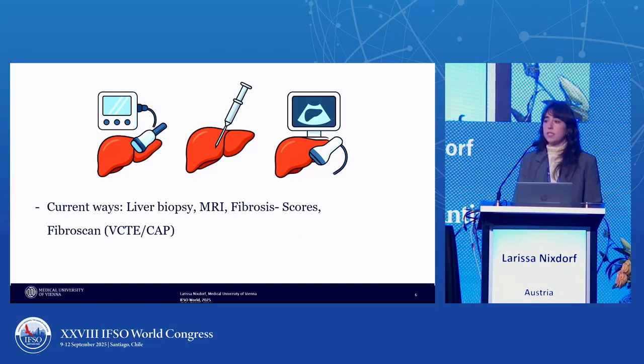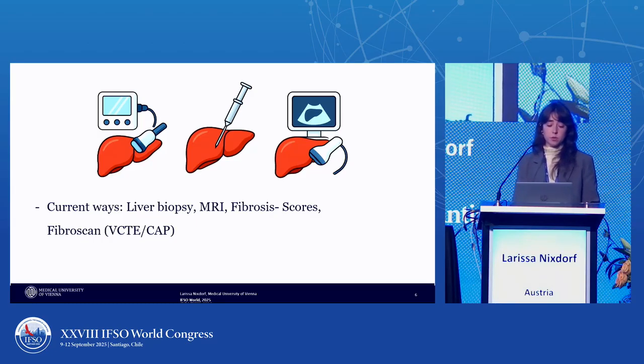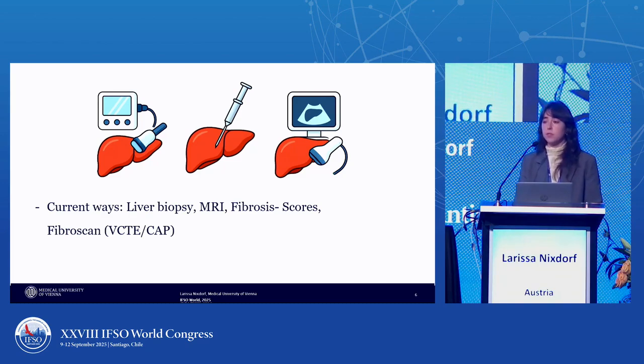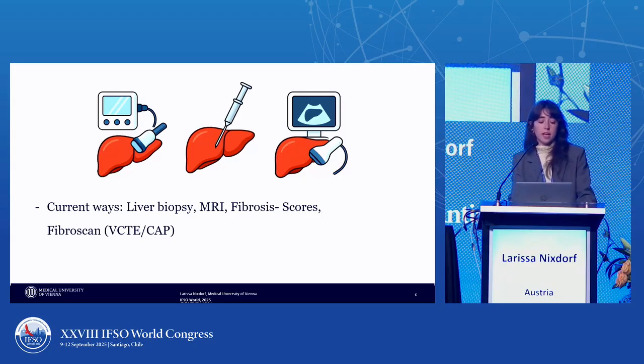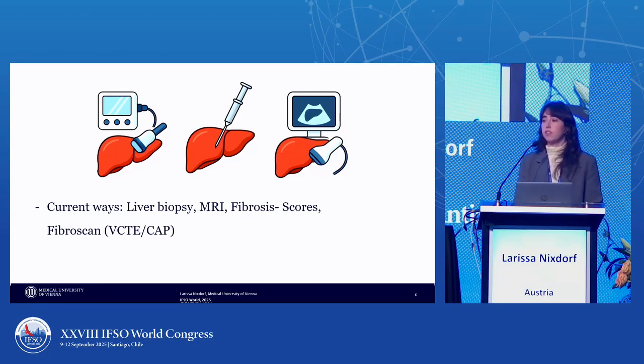The next problem with MASLD is the diagnosis of it. Currently, we have different ways to diagnose MASLD and other liver diseases. So we have the liver biopsy, which is the gold standard, and the MRI as imaging method. You could also give contrast agents to gain some information about the liver function. We have fibrosis scores where you use patient characteristics or laboratory results to calculate the liver function. And then we have specially developed methods like the FibroScan where you can measure the liver stiffness to assess MASLD.